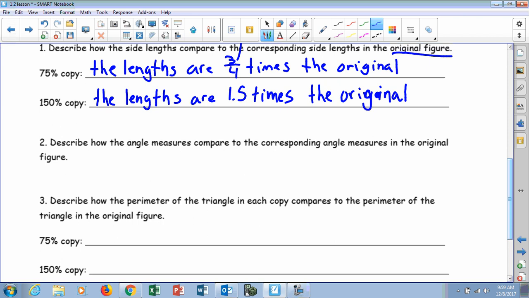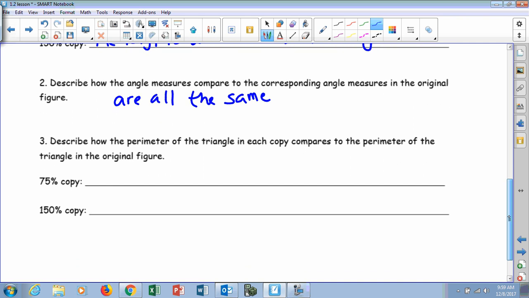So, what do you know about the angles then on each of the figures? Were they, Ava? Yeah, the angle measures are all the same. Because it doesn't matter how long the side lengths are, it doesn't change the angle measures at all.